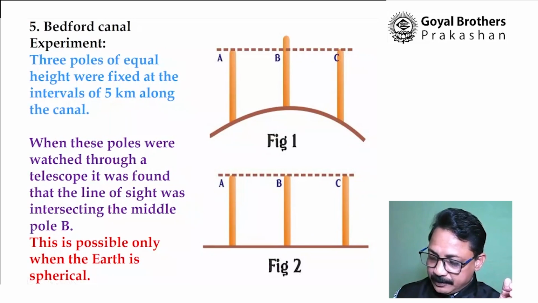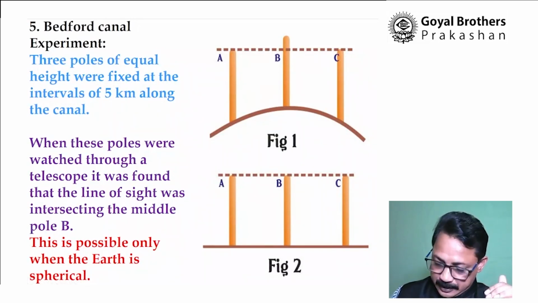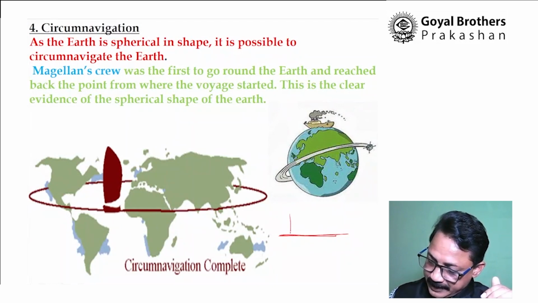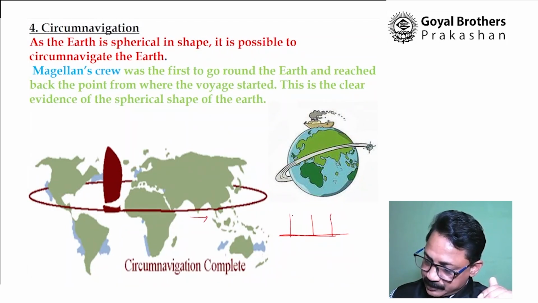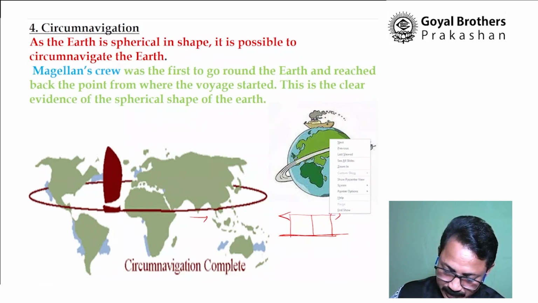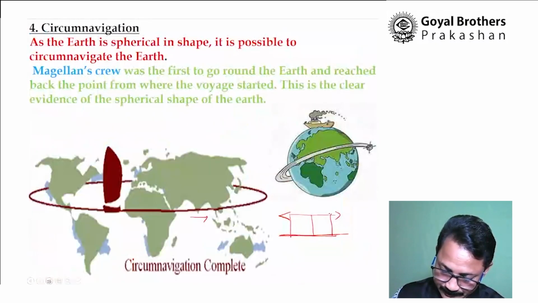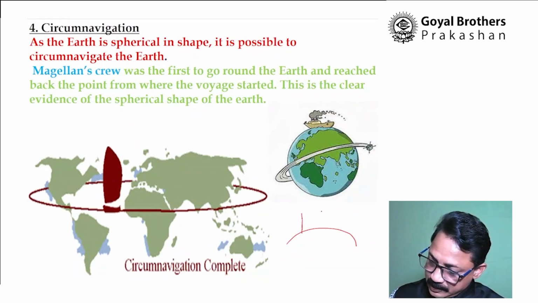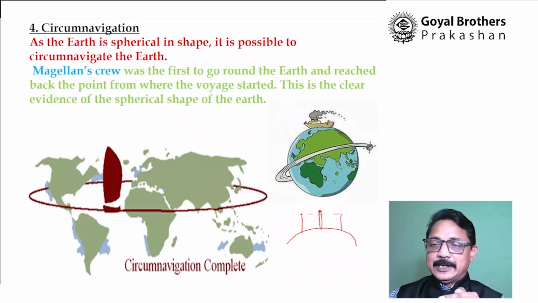Dear students, if you take three sticks, and now let us put it this way. If the earth is flat and you could take three sticks of the same size, and you see them from a very far away distance, all of them will be seen to you of the same height. But because earth is spherical, so what will happen now? See this. Because earth is spherical in shape, when you put one stick here, another stick of the same size and another stick over here, the middle one appears taller than the other two. That will be possible only if the earth shape is spherical.